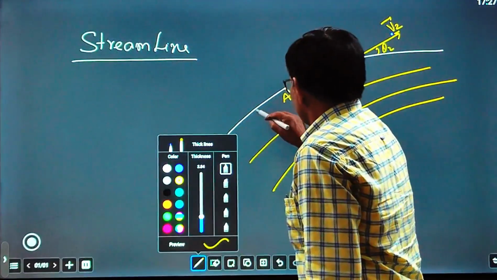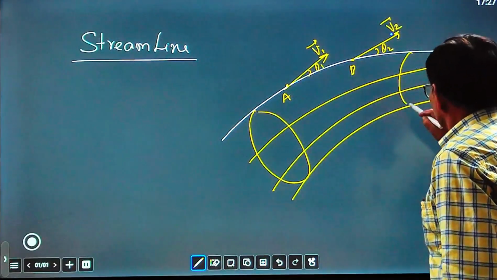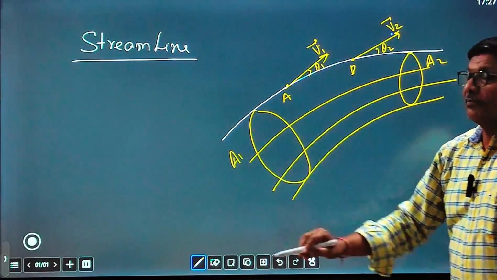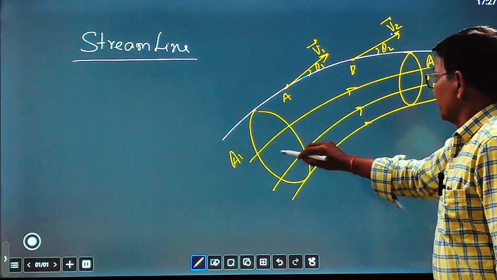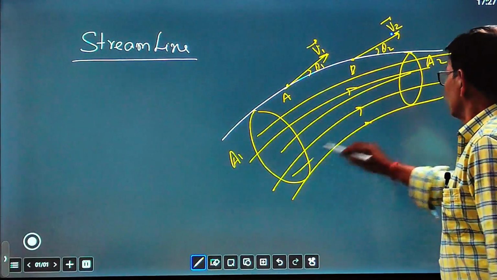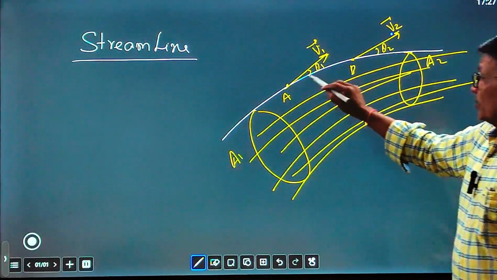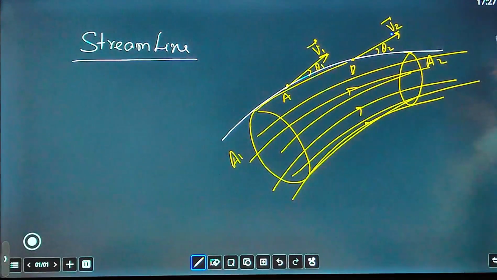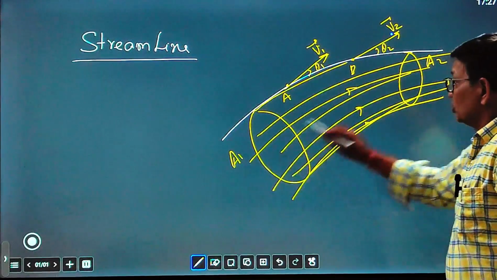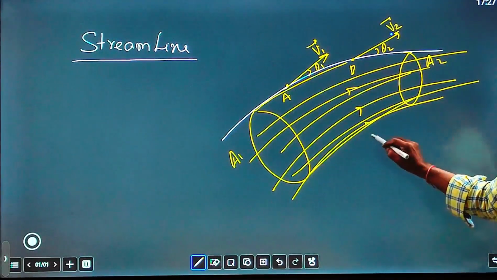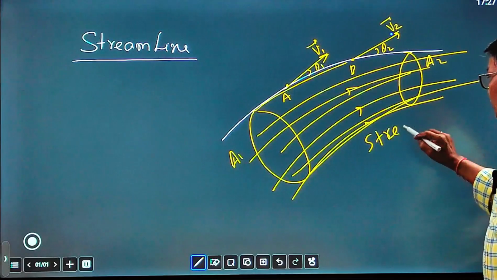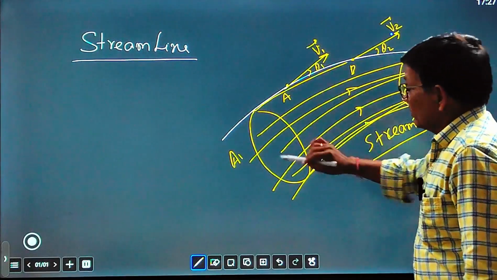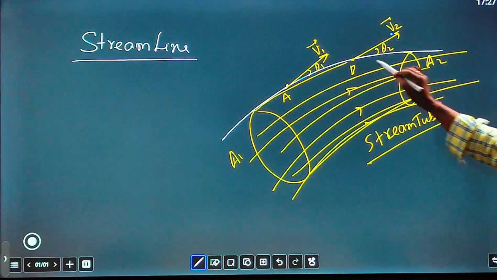If we make a combination of these streamlines in one dimension, and if there is a cross section A1 and a cross section A2, this becomes a stream tube. This becomes a combination of so many streamlines passing through these two cross sections, and these are closed. This is a closed boundary, and flow is taking place along the direction of this tube. So this becomes a stream tube, and this surface becomes the surface of the stream tube.